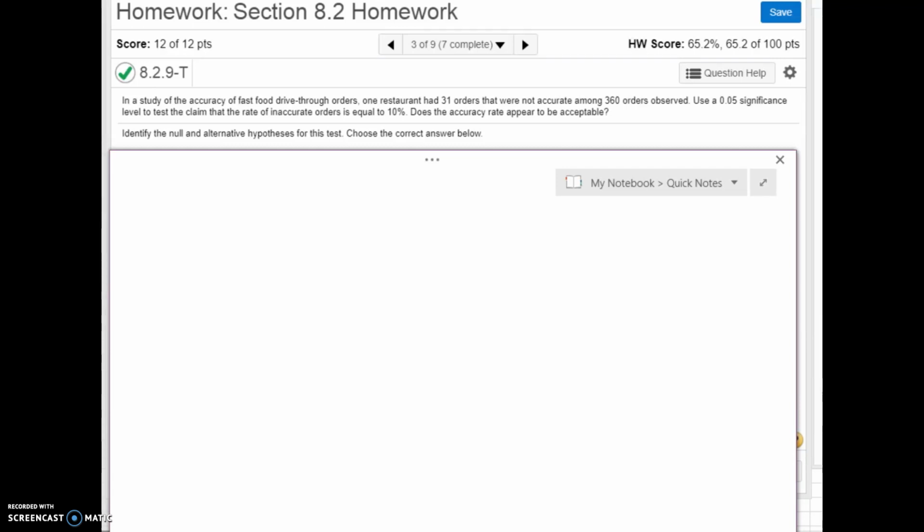So from our 8-step hypothesis testing, step 1 is write the claim. So this says test the claim that the rate is equal to 10%. Because it's a percent, I know I'm using proportion. So P is equal to 0.10 or 0.1. The second part is write the opposite of that. So not equal to 0.10.